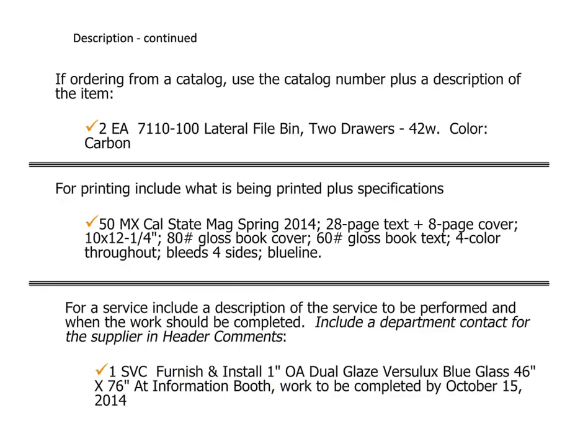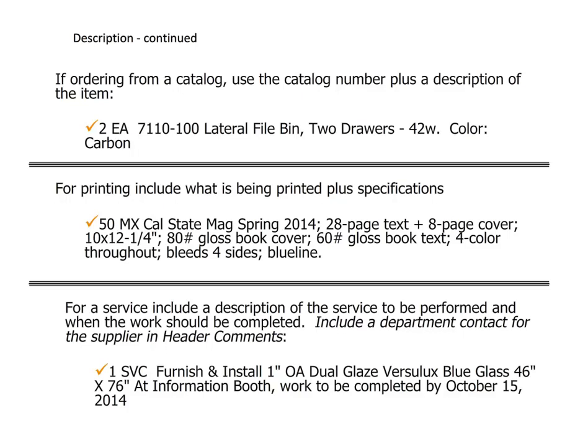Here are some guidelines for and examples of useful descriptions. When ordering from a catalog, use the supplier's catalog number plus a description of the item. In this first example, we have the catalog number 7110-100 and a specific description of the file cabinet we desire: lateral file bin, 2 drawers, 42 inches wide, and the color, which is carbon.